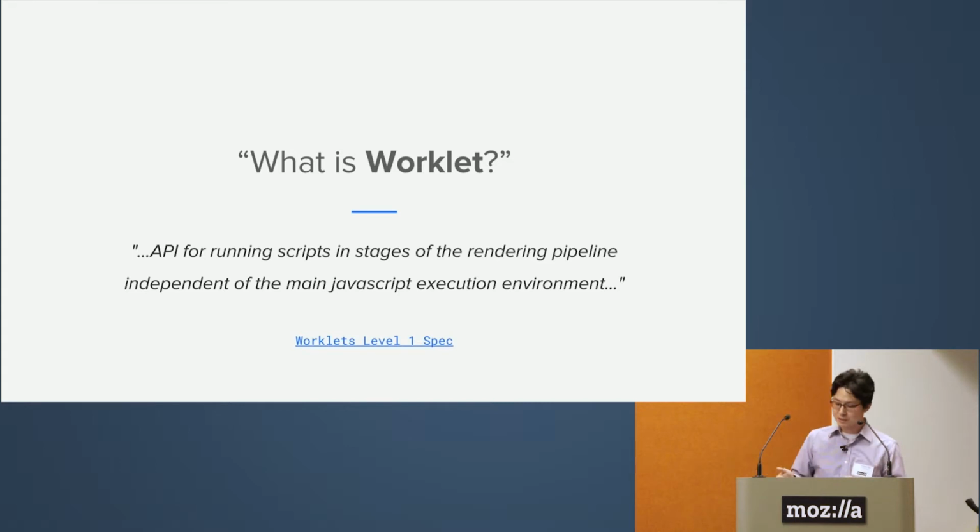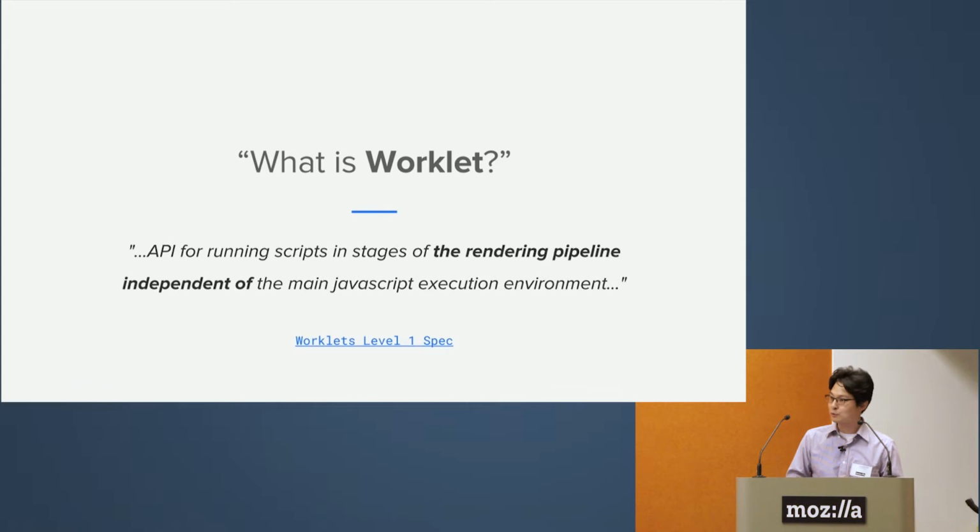But in the specification, if I have to explain with more dry and rigid language, it's an API for running scripts in stages of the rendering pipeline, independent of the main JavaScript execution environment. It's very jargon-heavy, but in this sentence there are two key points you might want to focus on. The first one is the rendering pipeline. The other one is independence from the main execution context. Rendering pipelines usually involve audio and graphics.